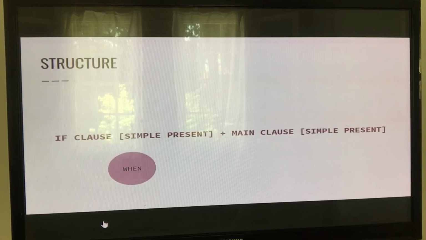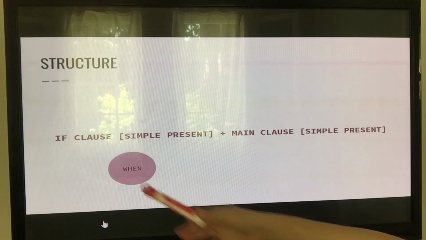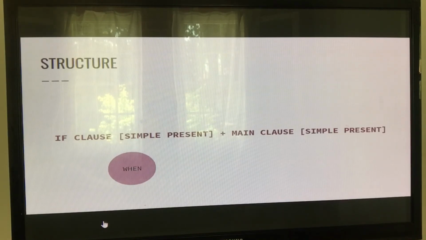So what is the structure that we're going to use for this type of conditional? Basically, it's going to be the next one. As you can see, here you have the if clause that, as you know, is the cause. It has to be in simple present.